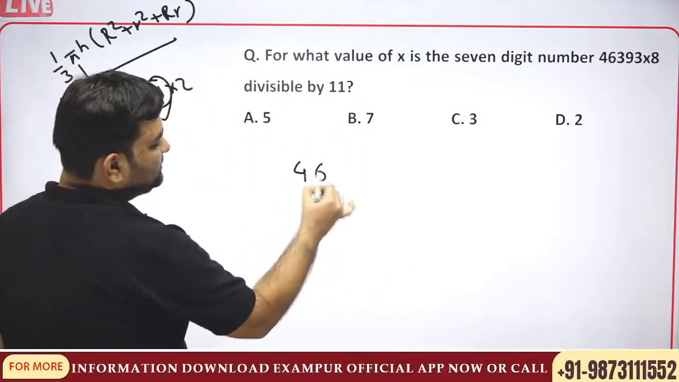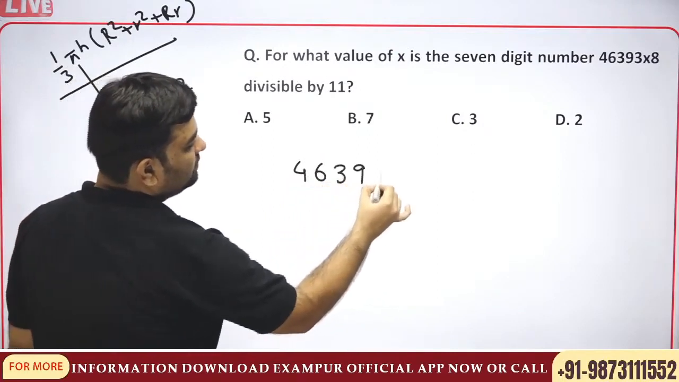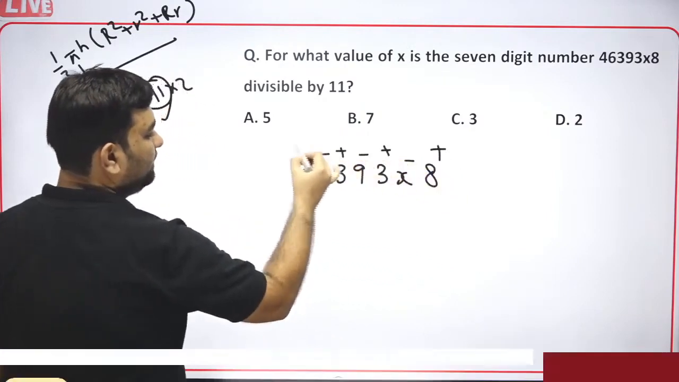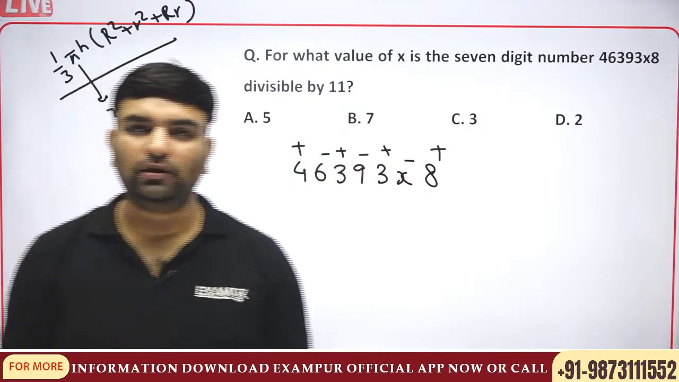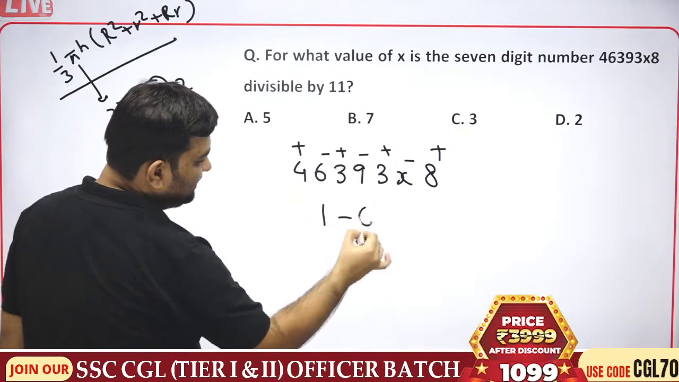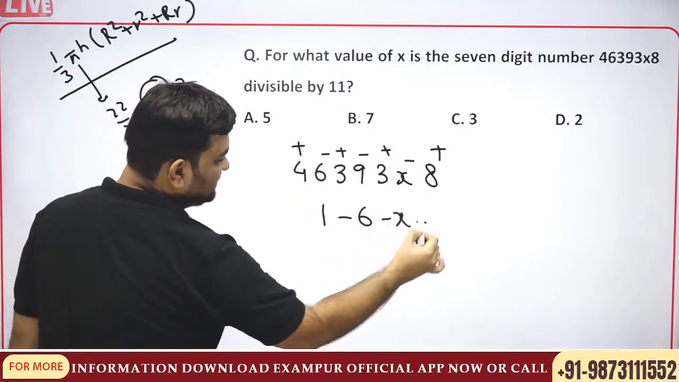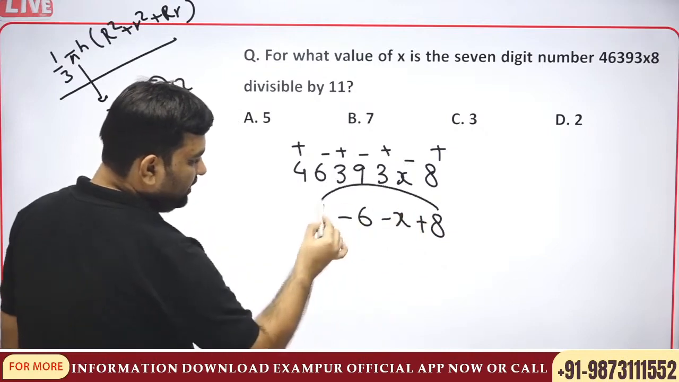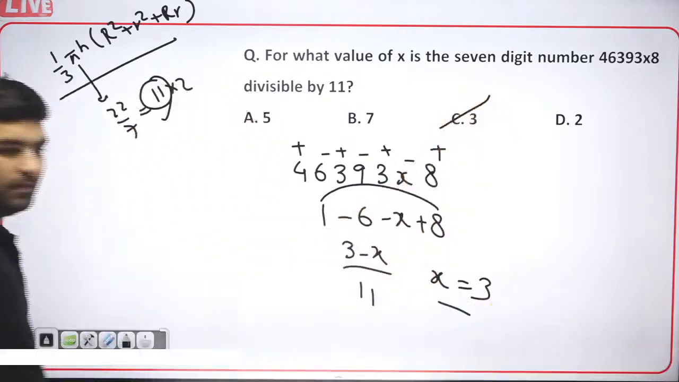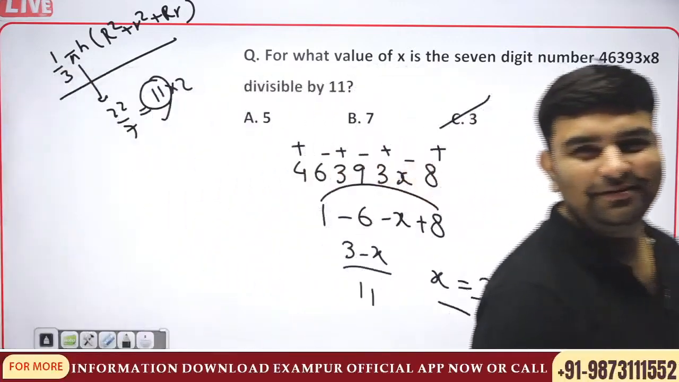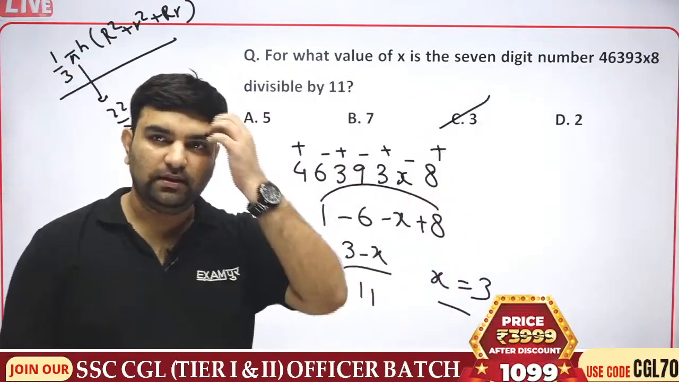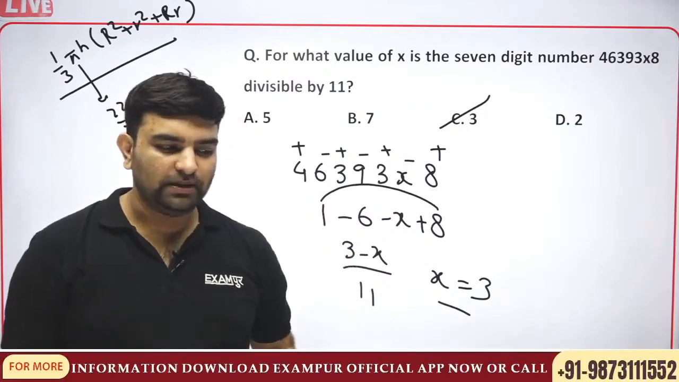Divisible by 11: alternate plus minus. 7 minus 6, 1. Minus 6, minus x, plus 8. 9 minus 6, 3 minus x should be divisible by 11. x is 3. Alternate plus minus, starting from plus.